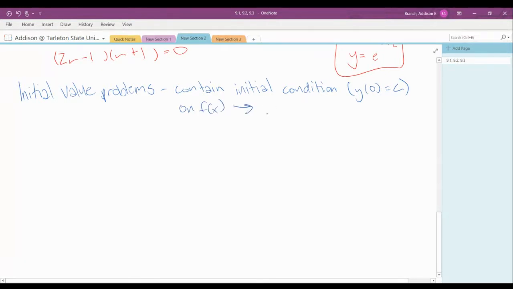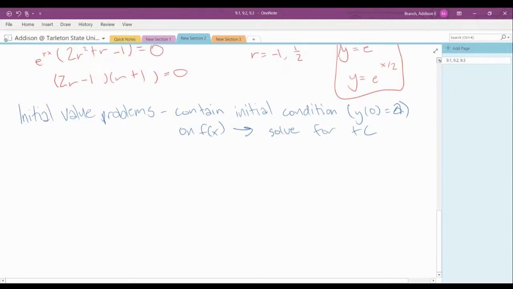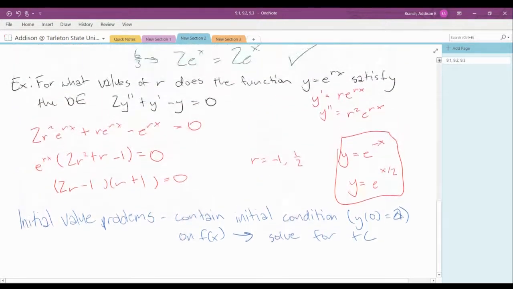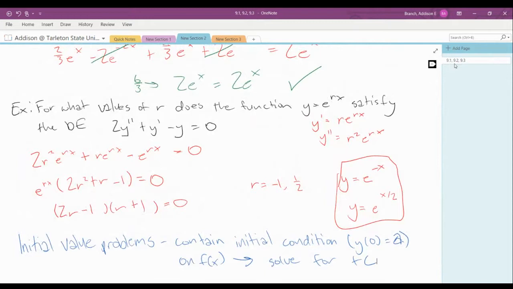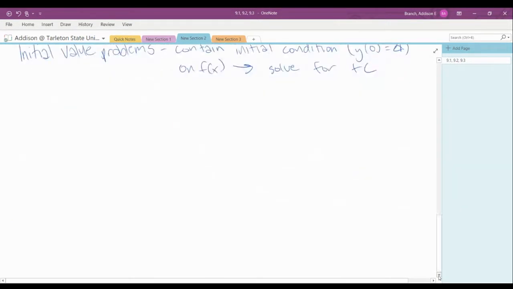Let me call that a instead, because that defines some initial point on there. Therefore, you can solve for the plus c at the very end in your general equation, or for a particular solution. So let's try an example with this.